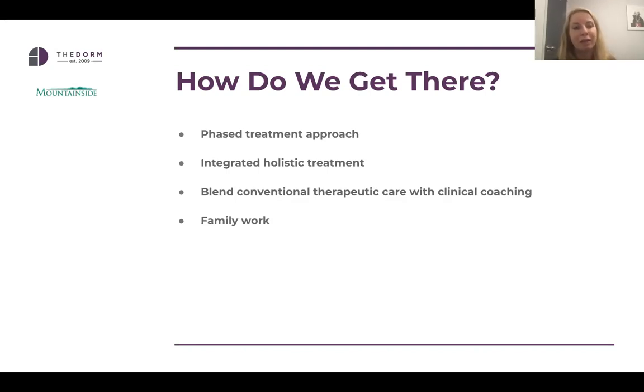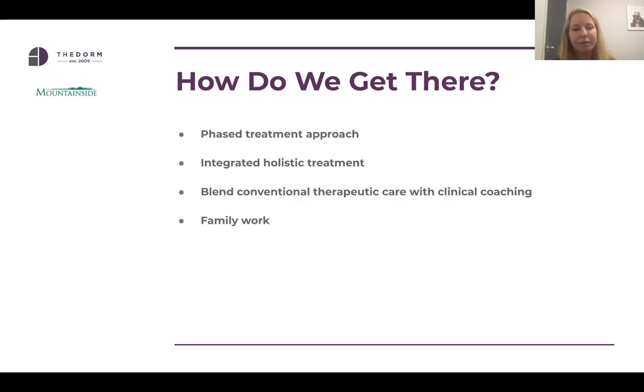We also need to blend conventional therapeutic care with the clinical coaching. And that's what I was talking about with more of the concrete skills-based work. Okay, you want to go back to school, but do you have the skills to do so? You want to get a job, but do you know how to do a job interview? Do you know how to write a cover letter? These are concrete skills that you'll use now and then take with you for the rest of your lives. And then finally, the family work, as we spoke about before.